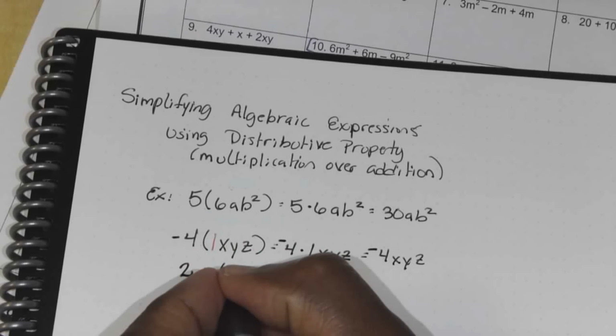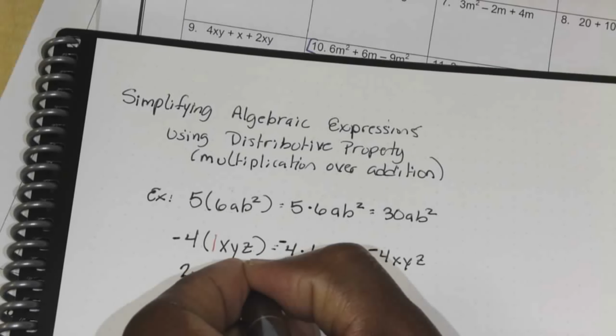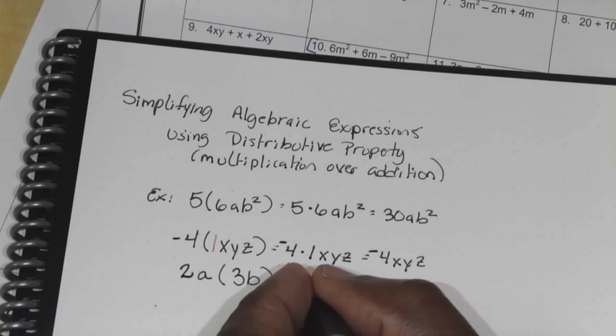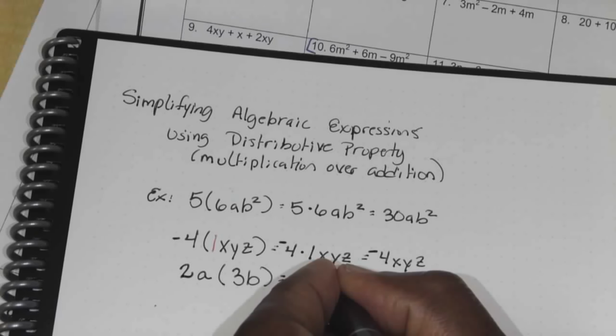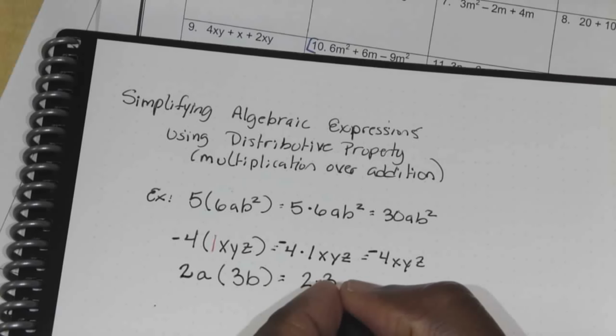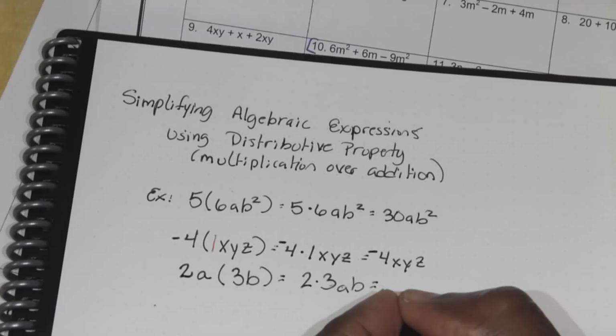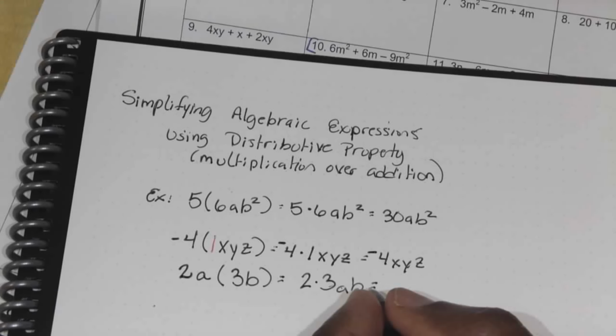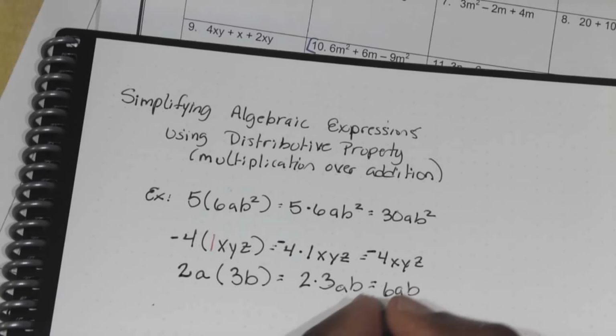2a times 3b. Okay, so first thing you do is the numbers go side by side. We say 2 times 3. And then the letters go side by side. You just write it, because a times b is just ab. So we just put the letters ab. What's the answer to this one going to be? 6ab. Coefficient goes first, variables go last. All right. If you can do this, you can do the distributive property.